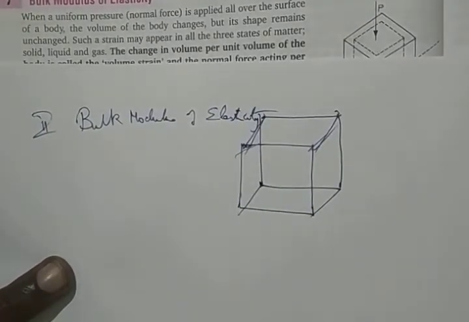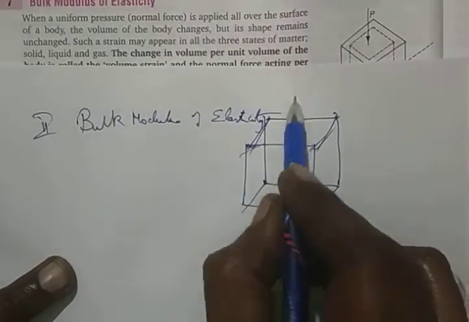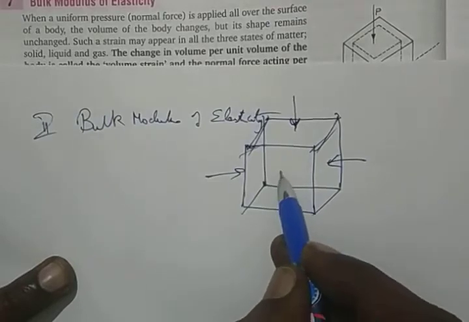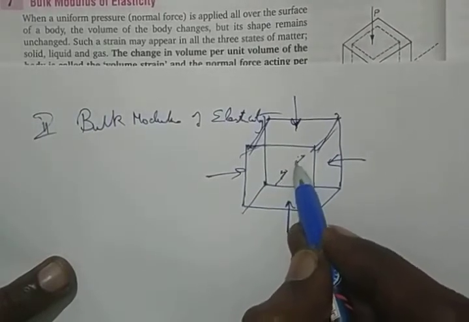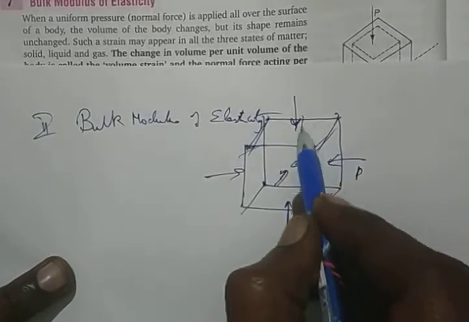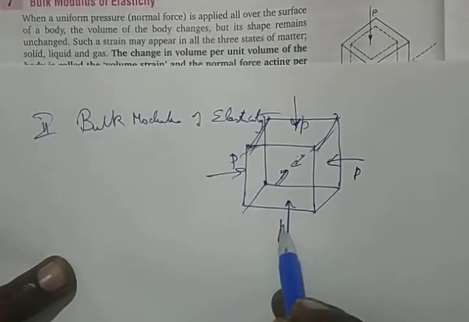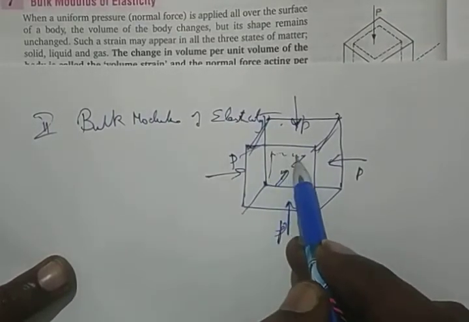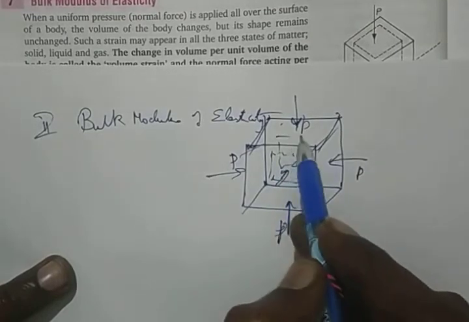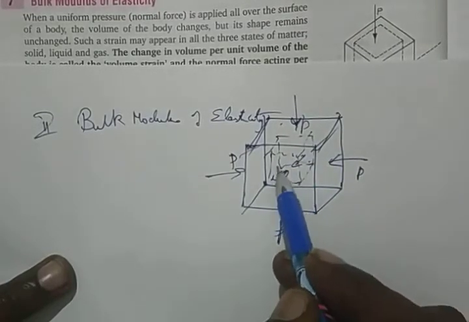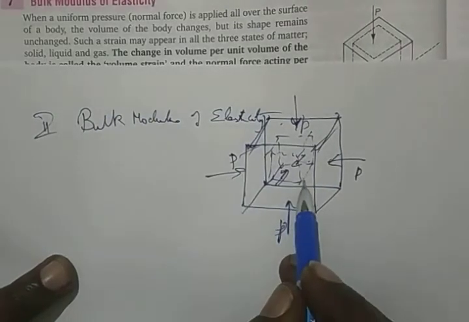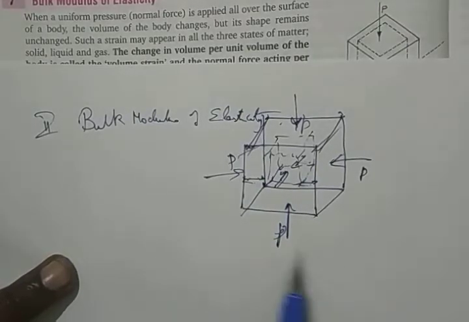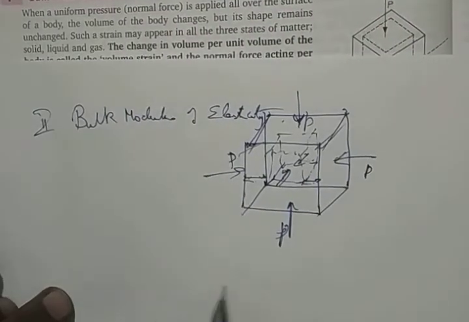Consider this is a cubical body and start applying force. Everywhere force is coming, nicely, from here and in the opposite direction also. You can call it pressure also, force per unit area is pressure. Everywhere pressure is applied. Because of that, this entire body went to a smaller size. This length has changed, everything is now compressing. As it compresses, it became smaller in volume.